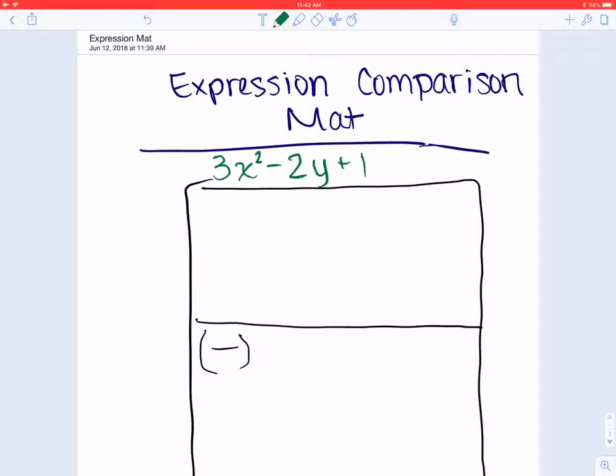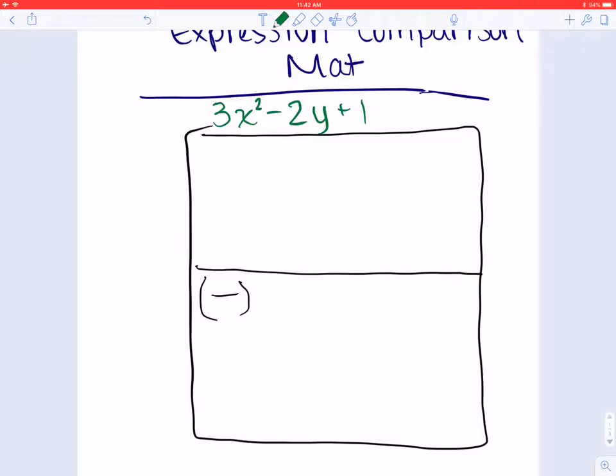Okay, quick and easy on expression comparison maths, which is true with any of the maths that we're going to use. There's a really simple setup. The mat has two sections to it, the top being positive and the bottom being negative. So we have two ways that we can go about setting up tiles on a mat like this, or any of the mats. And I'm going to use this problem right here to show you how this works.